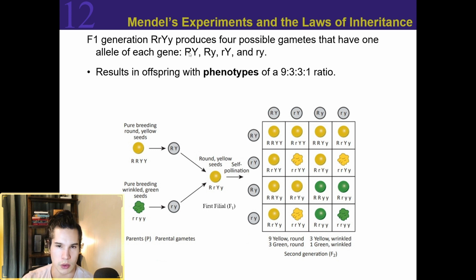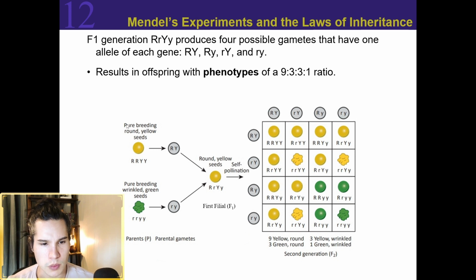If you remember, the big R was round, and then little r was wrinkled. In this case, the Y is just going to represent color. And I think yellow is going to be the dominant, so big Y is yellow, and then little y is green. Looks like little y is green, and it's the recessive allele.